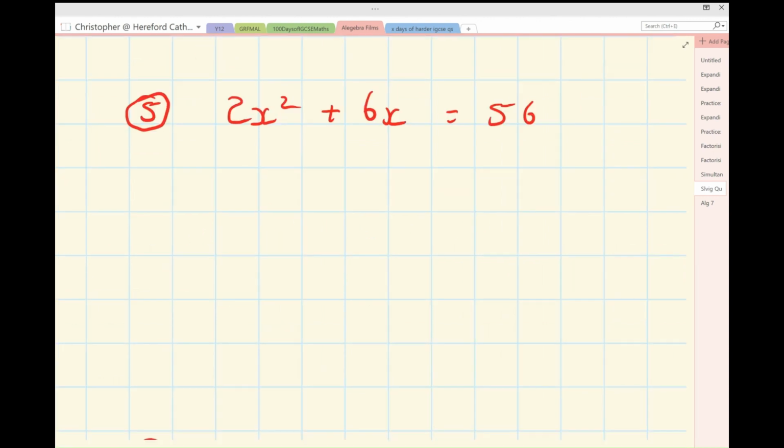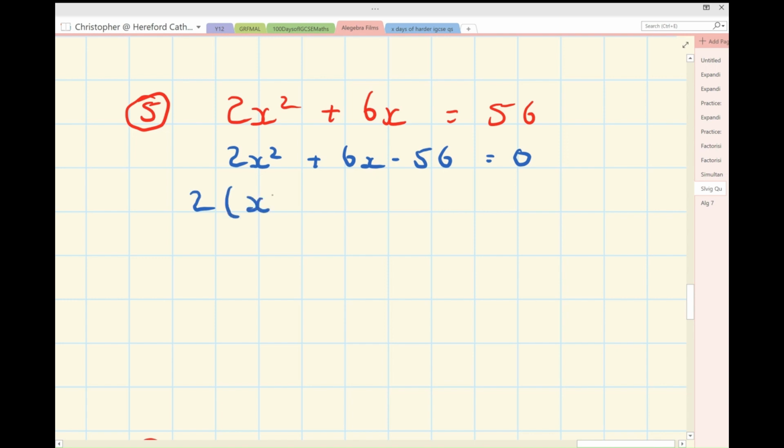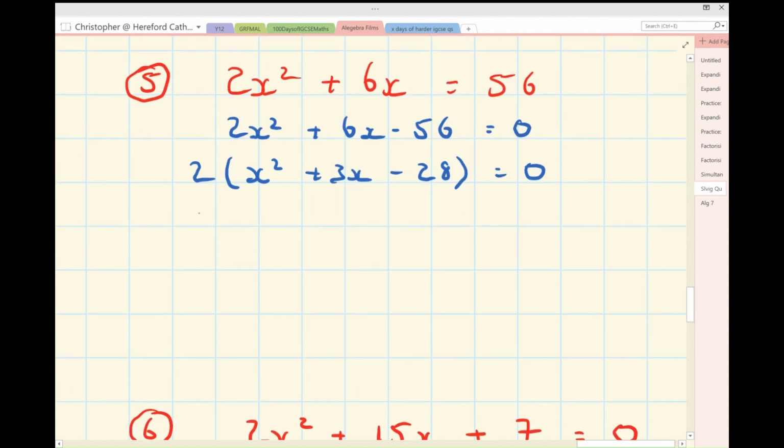Right, number 5. First thing I'm going to do is set this equal to 0 by minusing 56 from both sides. Now, looking at this one, it looks a bit more difficult, but do you see how everything has a common factor? 2 goes into everything. So before I try the more complex factorization, I can simply take 2 out of everything. So always look for a common factor first. Now I can factorize as usual.